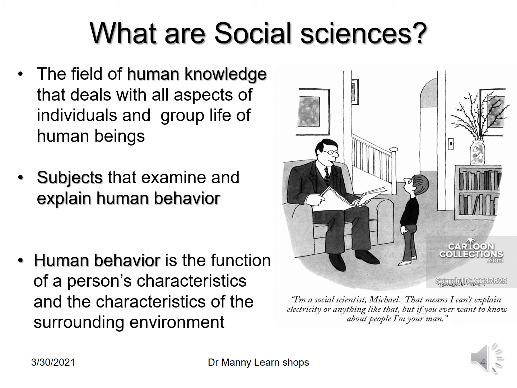So, what are social sciences? Well, social sciences are the field of human knowledge that deals with all aspects related to individuals and group life of all human beings. They're subjects that examine and explain human behaviour. And human behaviour, as you've already touched on in behavioural sciences, is the function of a person's characteristics and the characteristics of their environment.